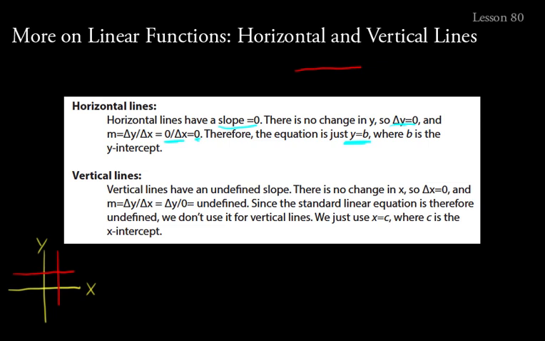And b, what's that? That's the y-intercept. That's where it crosses the y-axis. It's just how the equation is for a horizontal line. y equals the y-intercept. Vertical lines have a super easy equation as well.